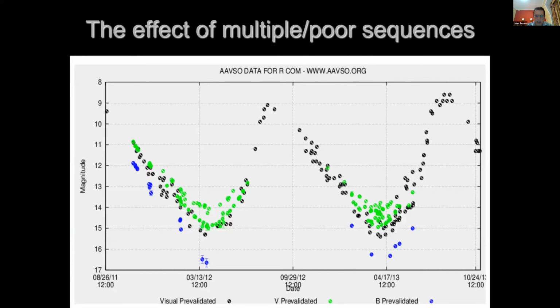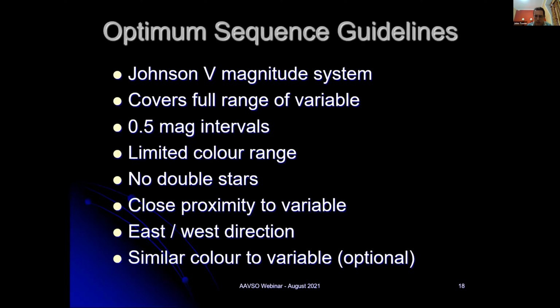So here's a good example of a poor sequence. And a poor sequence afflicts V photometry just as much as it does visual photometry. Take a look at the scatter at minimum with the V photometry. It's over a magnitude. V photometry should never be that sort of range of error. And this is purely down to the sequence being used. And that has to be addressed as the first point to ensure you have good photometry.